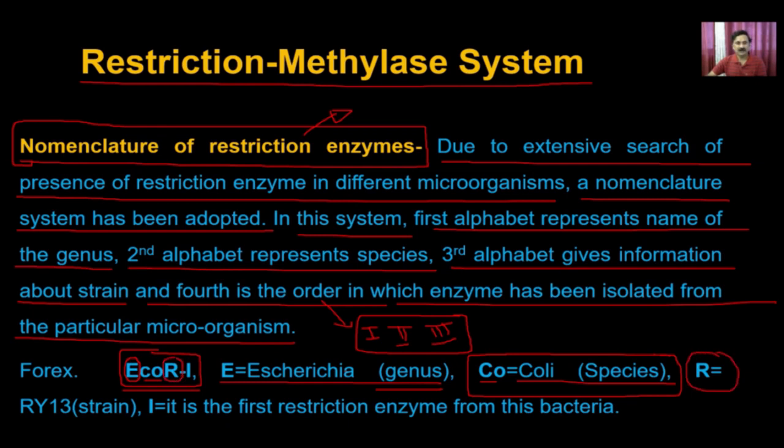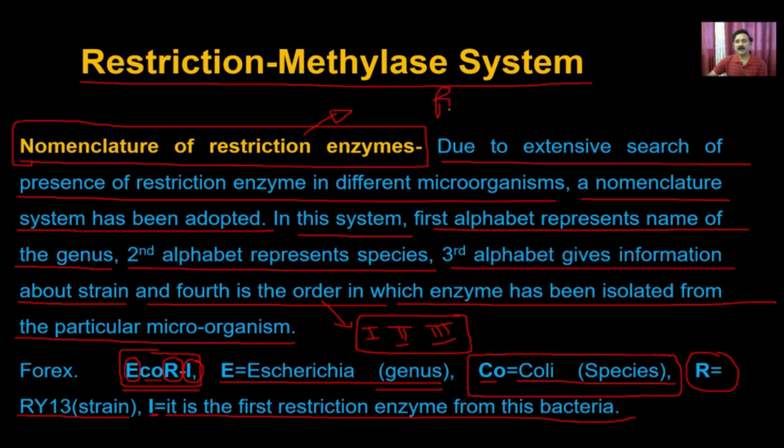So R is called the strain, which is the RY13 strain. So this is a specific strain. And then because this is the first enzyme, that's why you are putting the 1. So it is the first restriction enzyme discovered from that particular bacteria.